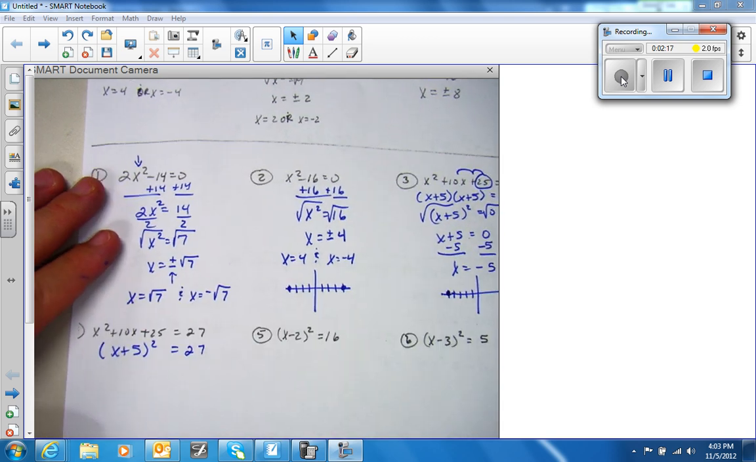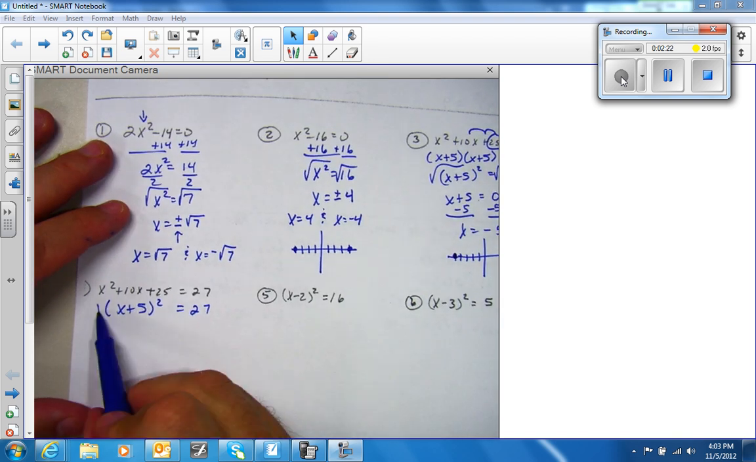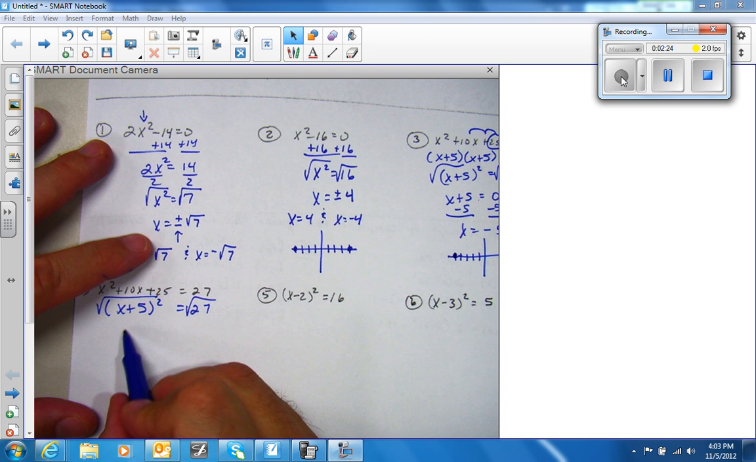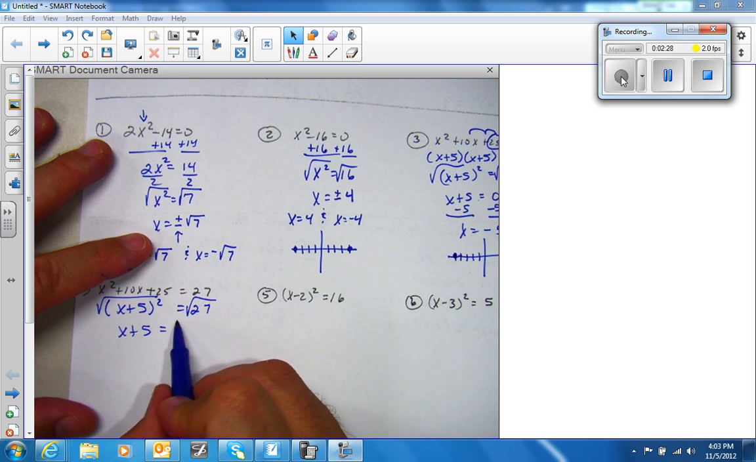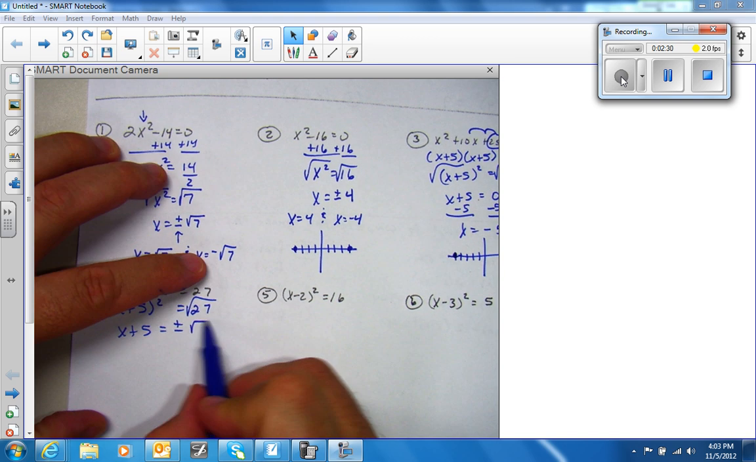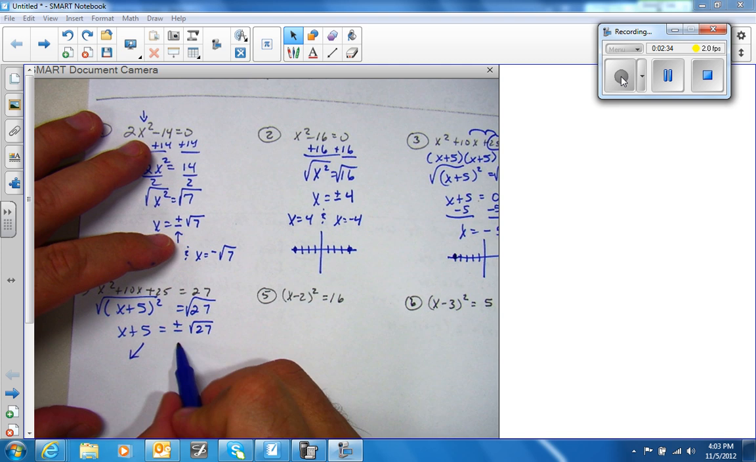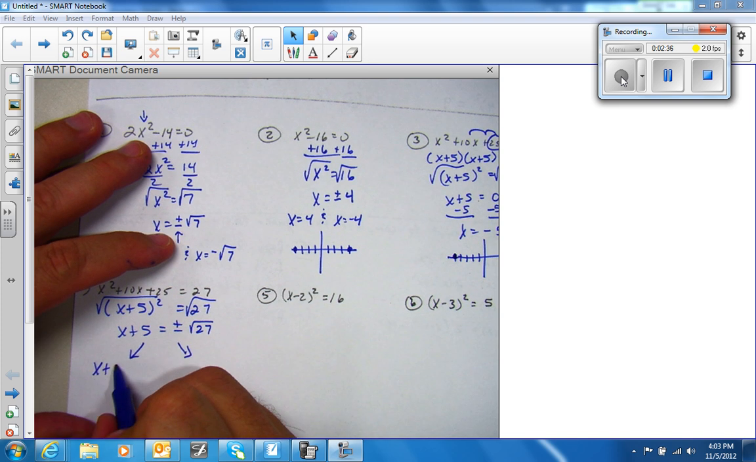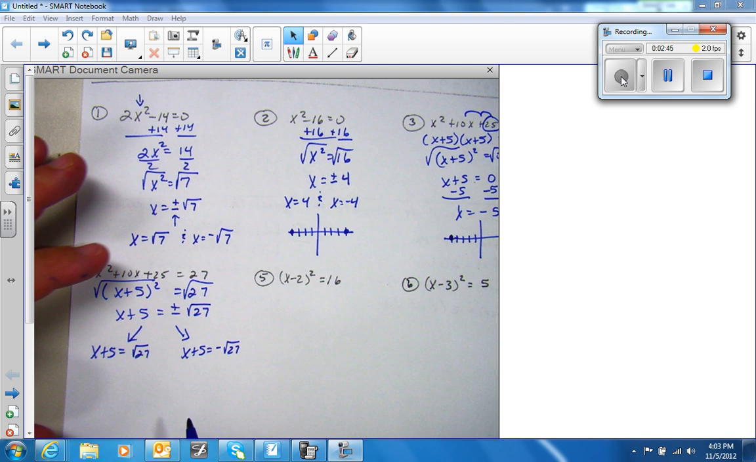All right? Now, what we're going to do is take the square root of both sides, and I get x plus 5 equals. Now, I can't take the square root of 27, so we just leave it as is. So plus or minus the square root of 27. I'm going to write two equations. X plus 5 is equal to the square root of 27, and x plus 5 is equal to negative square root of 27. And I'm going to solve for x.